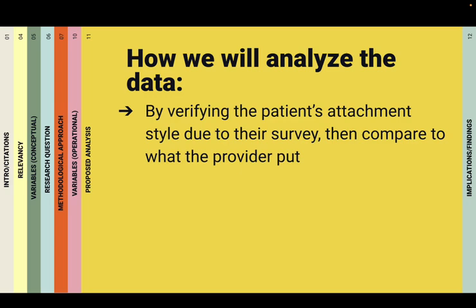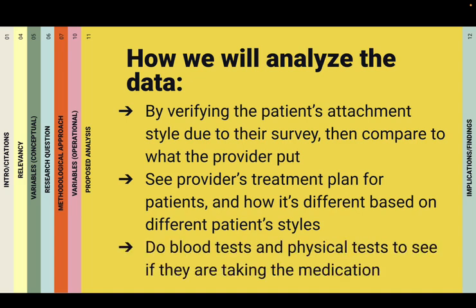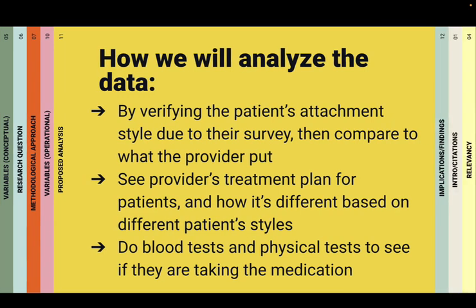So, how will we analyze the data? First, we'll verify the patient's attachment style due to their survey, then compare to what the provider put. So, the ones that the providers are correct or incorrect, and then we will see the provider's treatment plan for patients. So, you are going to have patients with similar attachment styles or the same attachment style. So, then we would look at their treatment plans and see what is different based on the different patient styles, and even how is it different with those subtle things in different patients' attachment styles to help them be more adherent. And then we would do blood tests and physical tests to see if they're taking the medication and following the rest of the treatment plan.